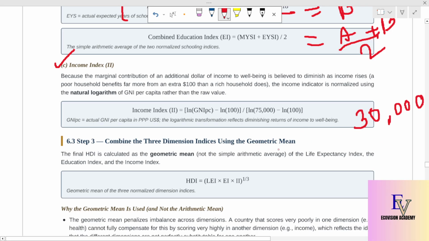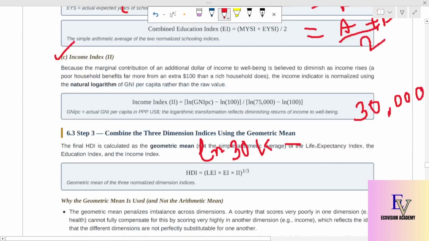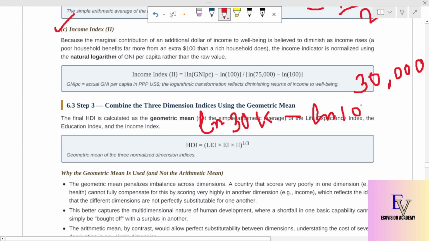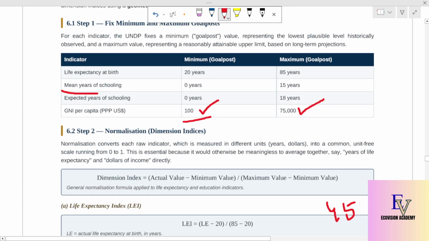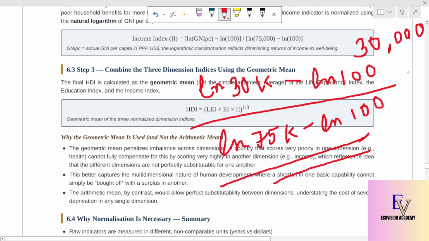So again, I will go to the formula: log of 30,000 minus the minimum value. What was the minimum value? It is 100. Then log of 100, divided by maximum value minus minimum value. What is the maximum value? 75,000. Then log of 75,000 minus log of the minimum value, log of 100. I will just calculate it and I will get some figure.